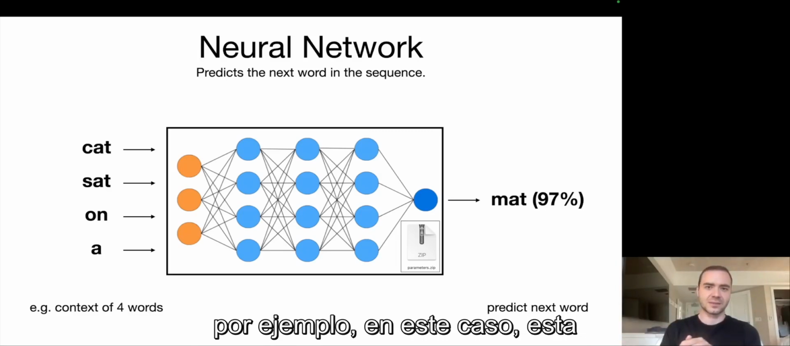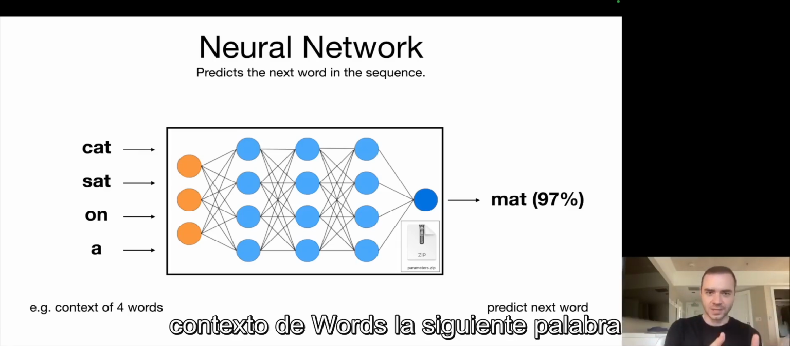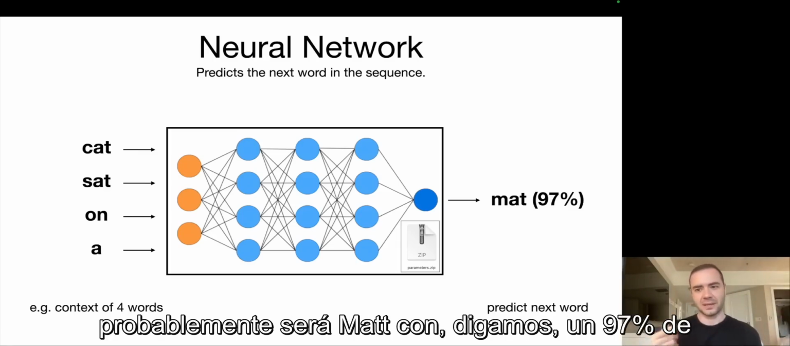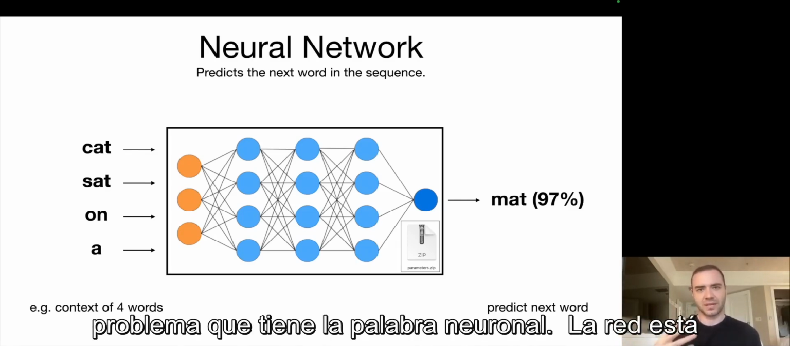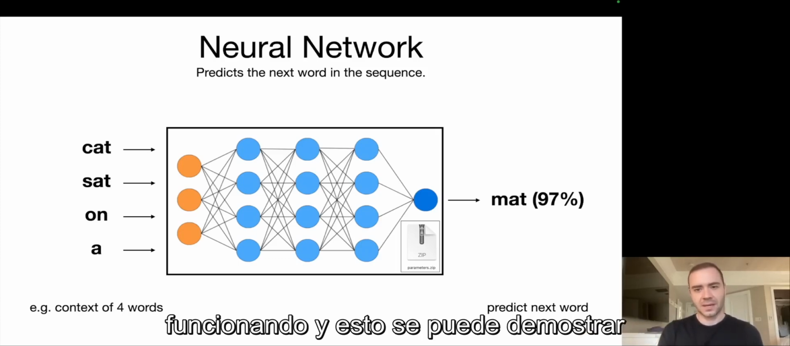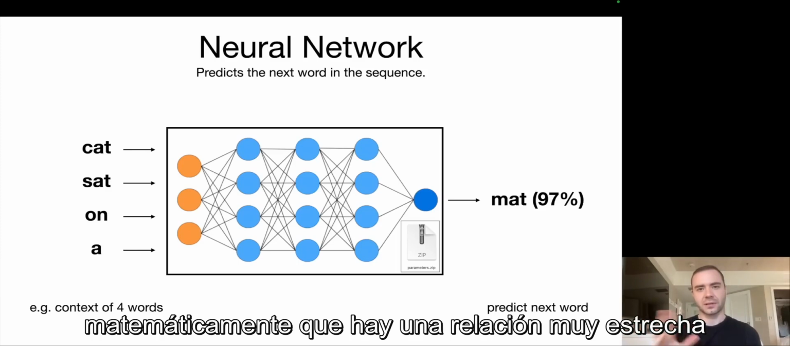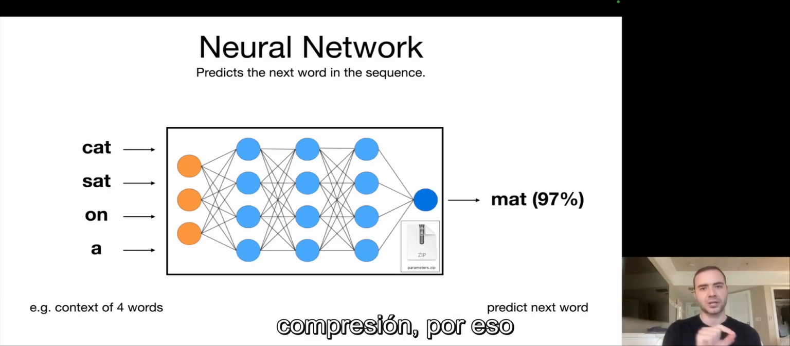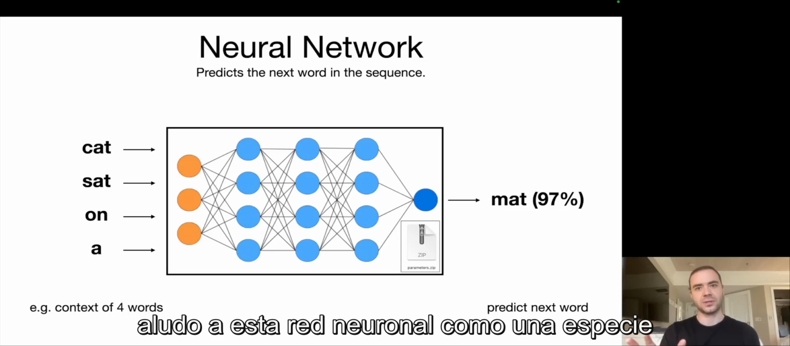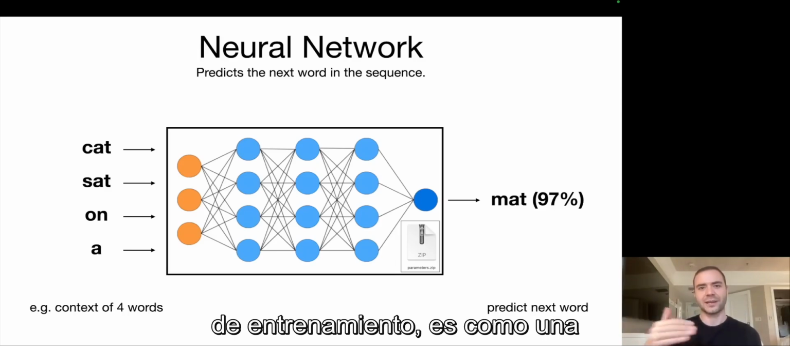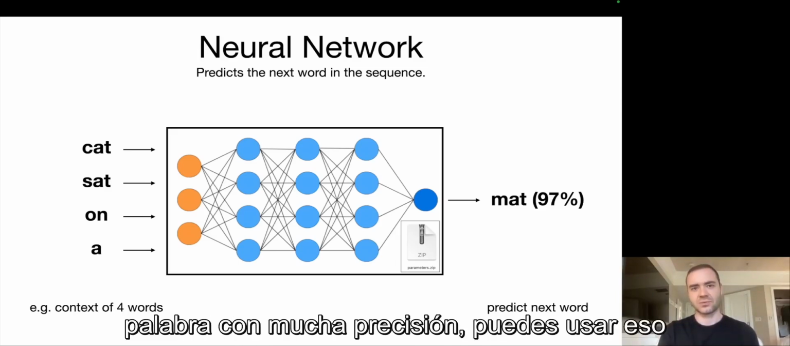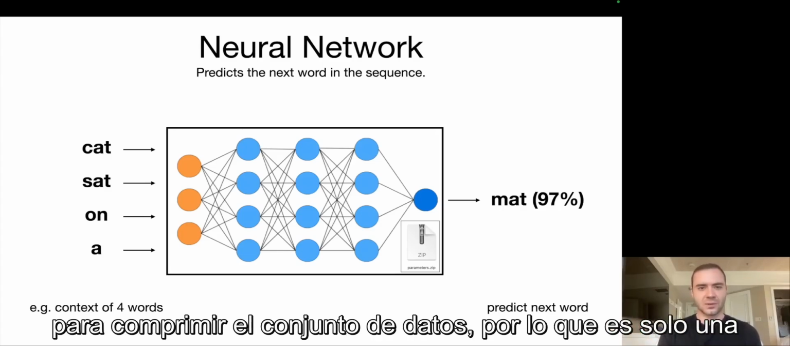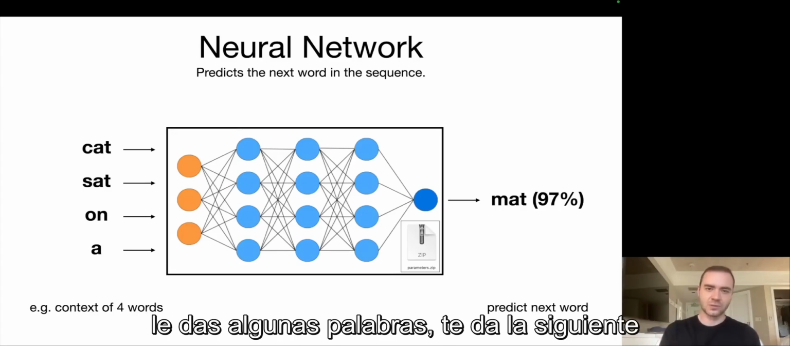So for example, in this case, this neural network might predict that in this context of four words, the next word will probably be "mat" with, say, 97% probability. This is fundamentally the problem that the neural network is performing. And you can show mathematically that there's a very close relationship between prediction and compression, which is why I allude to training this neural network as a kind of compression of the internet. Because if you can predict the next word very accurately, you can use that to compress the data set. So it's just a next word prediction neural network. You give it some words, it gives you the next word.